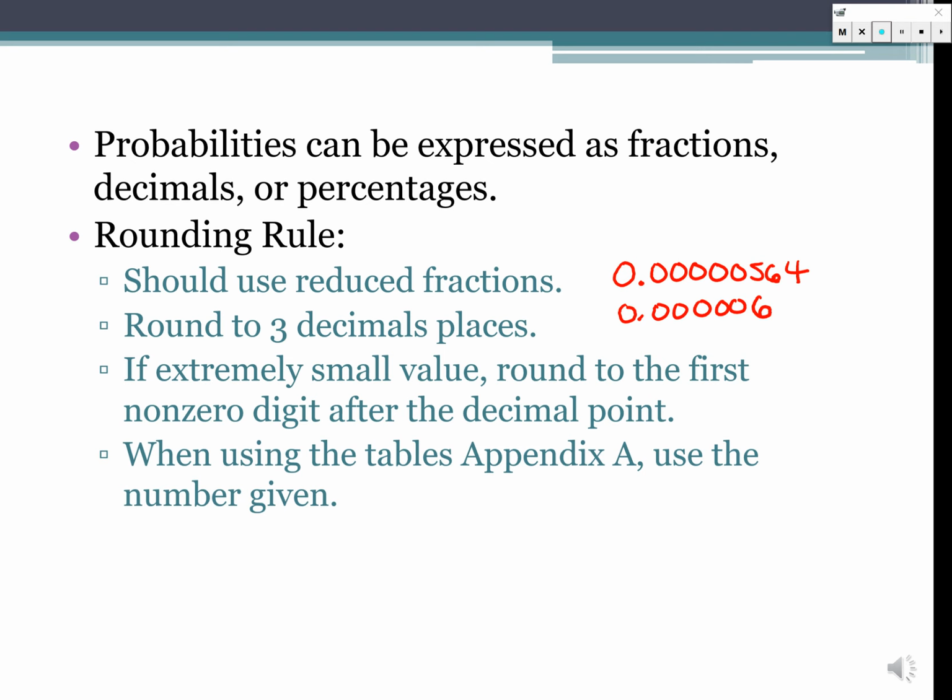We will not necessarily in this chapter, but in our next chapter, be using tables in Appendix A. Just use the number given. When you're using tables in the textbook, and that will happen in actually our next few chapters, just use the number that you're given in the table.